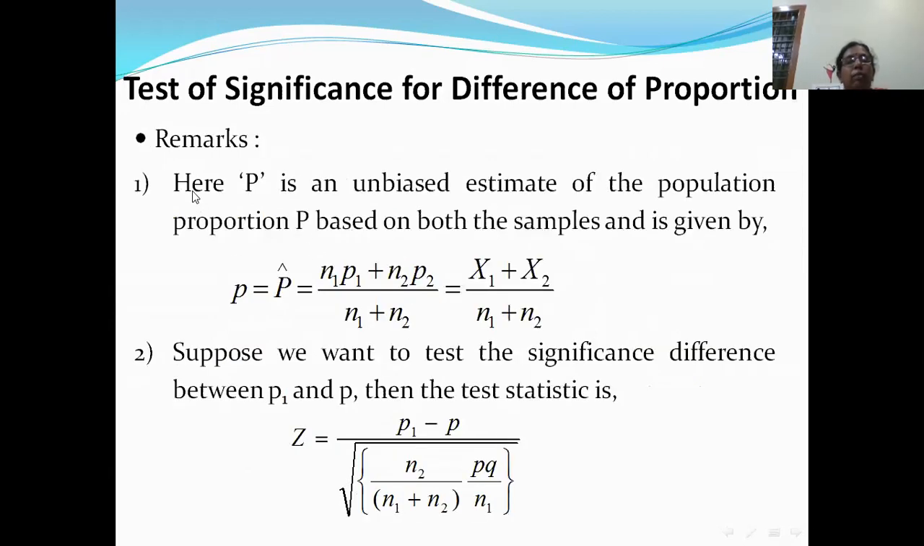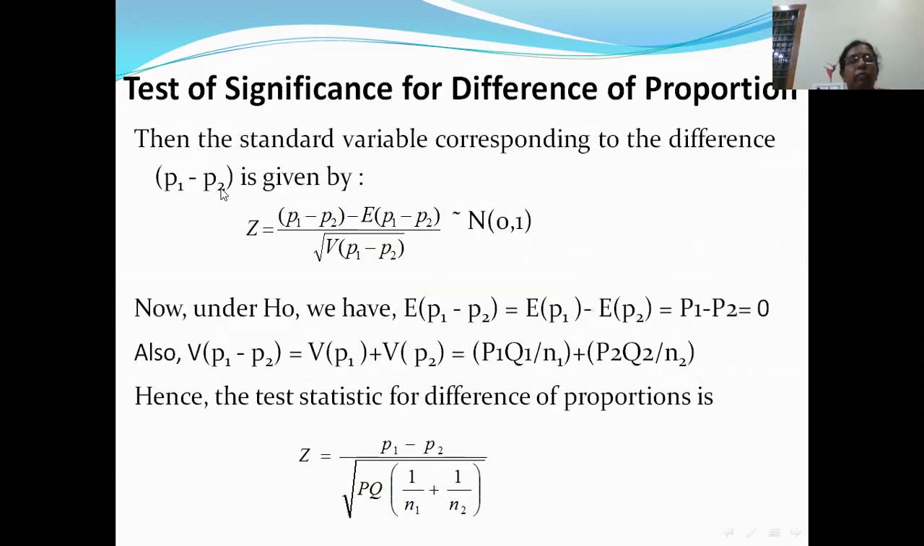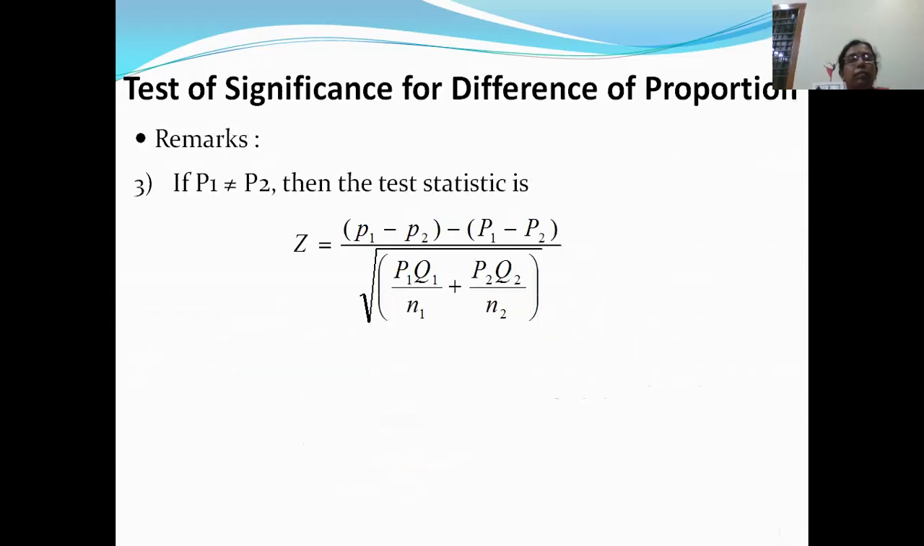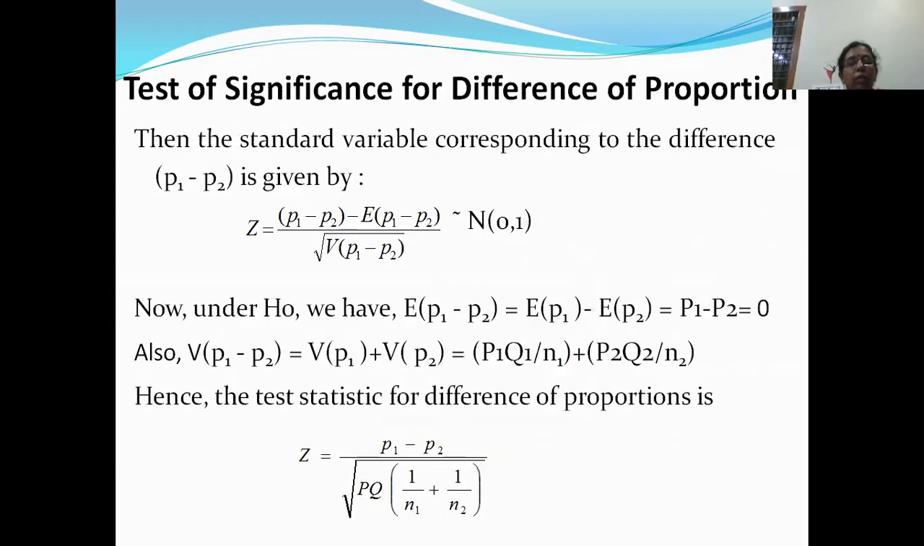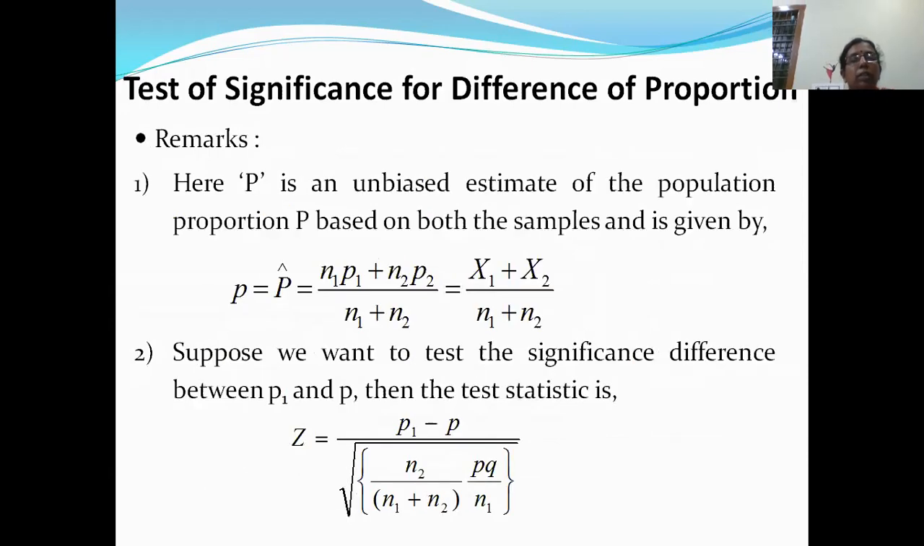So these are some of the remarks. See here also, after calculating the Z test statistic, you have to compare this Z value with the critical value or table value Z alpha. If this calculated value is less than the critical value Z alpha, accept H0. Otherwise, you reject it. So you have certain remarks in this test statistic also.